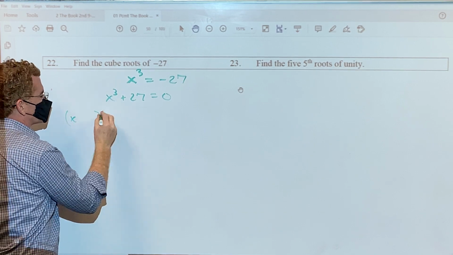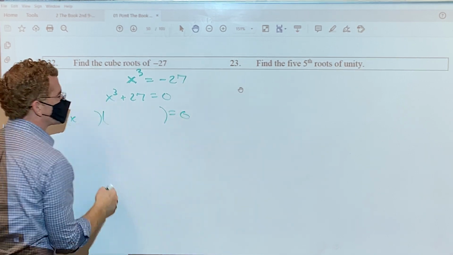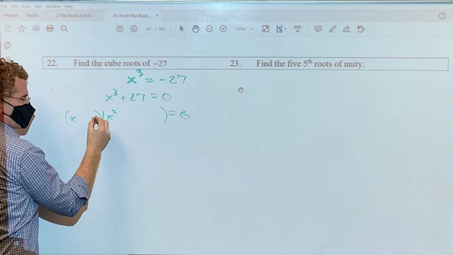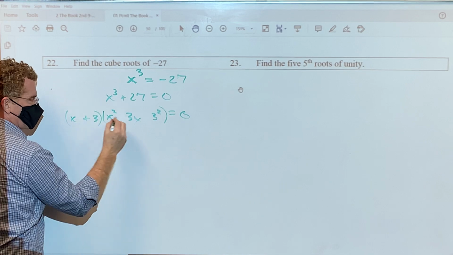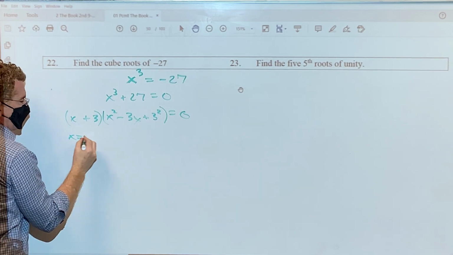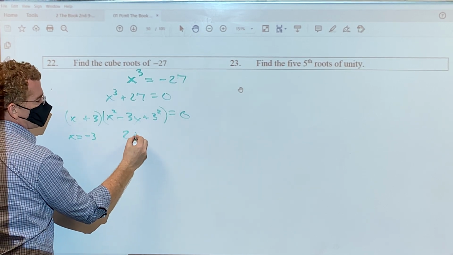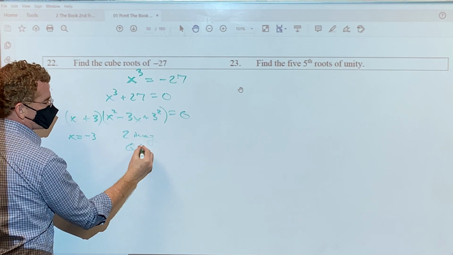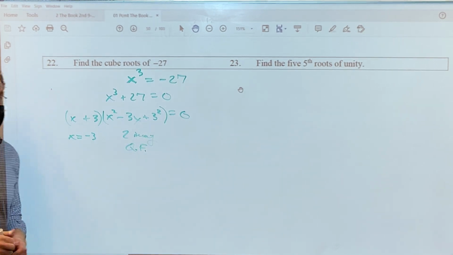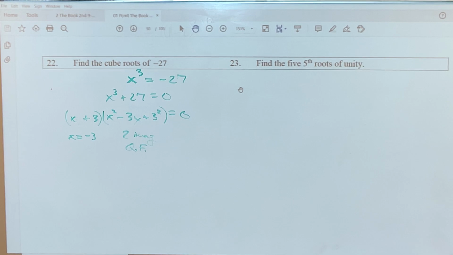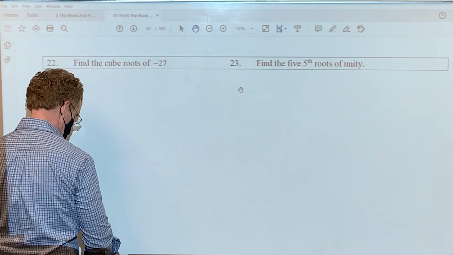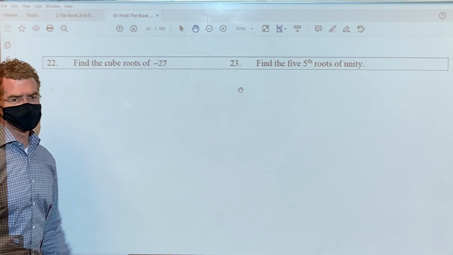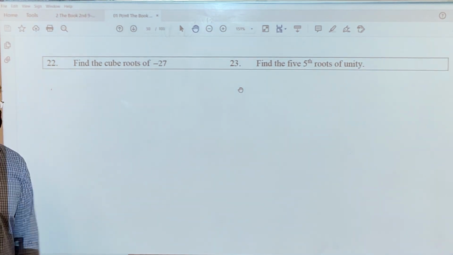And do you remember how to factor a sum of cubes? x squared, 3 squared, that times that, same, opposite, always positive. And I get negative 3, and I get 2 imaginaries from the quadratic formula. So I can do it that way. But what we learned was, if I want to take a cube root of a number, I have to put it in trig form.